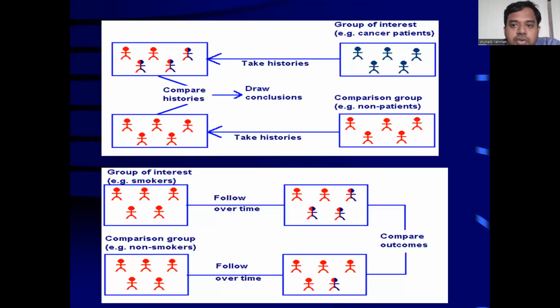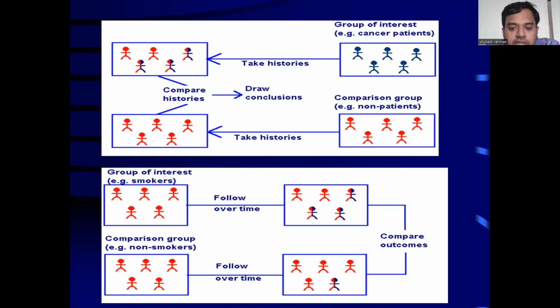So a pictorial representation can be like this. The top portion shows the case control studies. When we come to the right hand side of the slide, you can see the people who have cancer and the comparison group, which are non-cancerous patients. Then, taking the histories, we go backward. This is also called a retrospective study because of the nature of collecting data retrospectively. So we'll have two exposure groups, or two sets of exposure data. Then we will compare that exposure data to draw a conclusion.